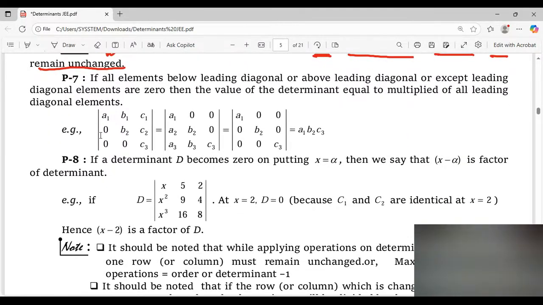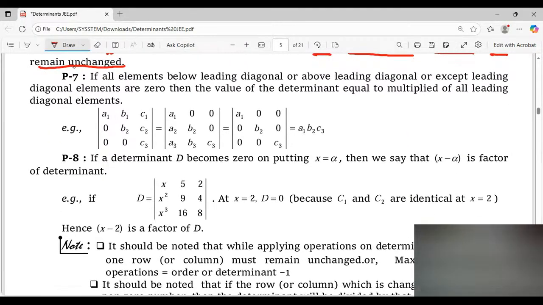Let's see the seventh property. This is the seventh property. If all elements below the leading diagonal, or above the leading diagonal, or except the leading diagonal elements are 0, then the value of the determinant equals the product of all leading diagonal elements. There is no problem understanding property 7.